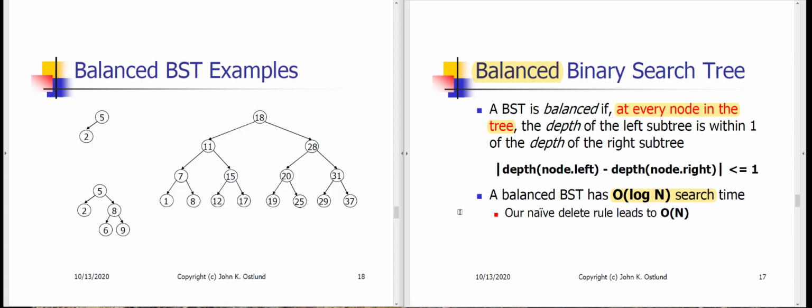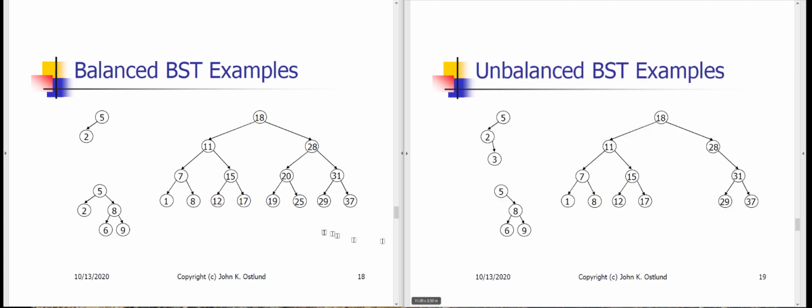Here we have some examples of both balanced and unbalanced binary search trees. This little tree is balanced because at node 5, the depth of the left is 1, the depth of the right is 0, so the difference is just 1. We also have to check at node 2 the depth of the left of 2 and the right of 2. Well, those depths are both 0, so those depths are within 1 of each other.